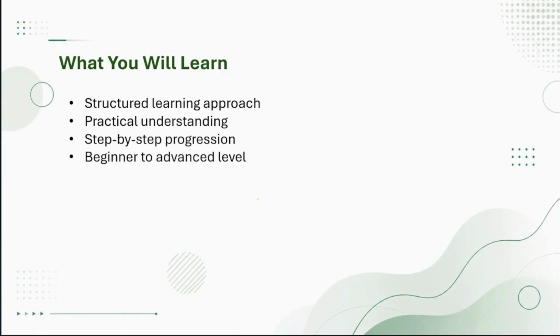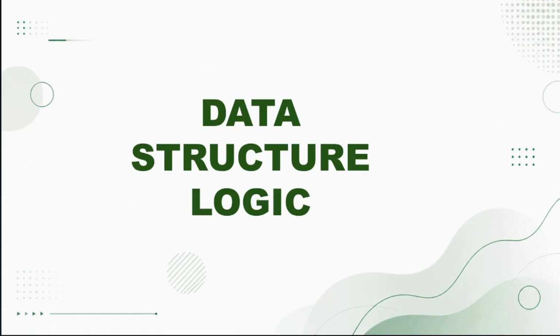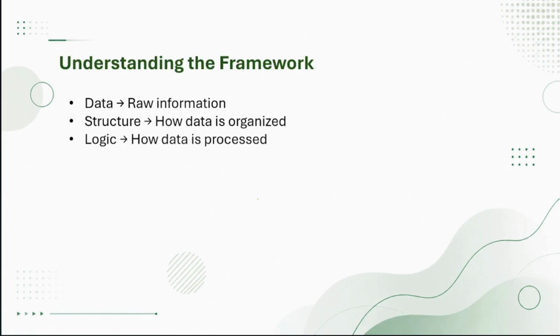To build that understanding, we first need to know the core foundation of Excel. Excel works on three key elements: data, structure, and logic. Data means raw information like name, marks, or numbers. Structure means how the data is organized, and logic means how we process or calculate that data. For example, we enter marks, apply a formula, and get the result.